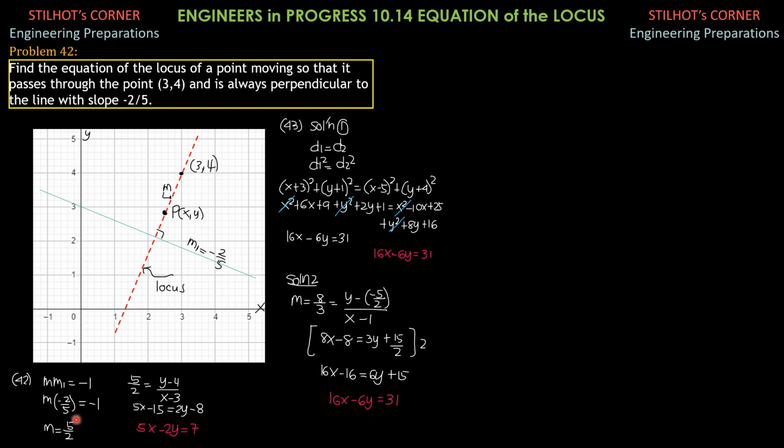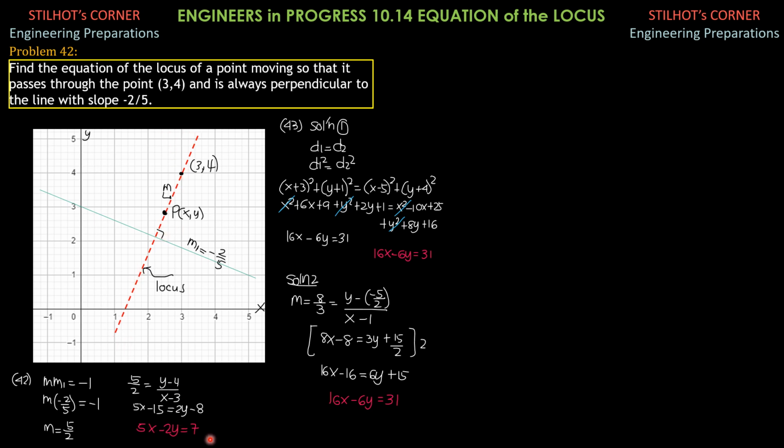Since the slope is 5/2, this is the other way. So possibly we're going to substitute 3, 4. But this is the expected equation: 5x minus 2y, the slope is 5/2, is equal to 5 times x1, 5 times 3, which is 15, minus 2 times 4, which is 8, and 15 minus 8 is 7. That's why 5x minus 2y equals 7. That's the equation of the locus, or that's the equation of that line there.